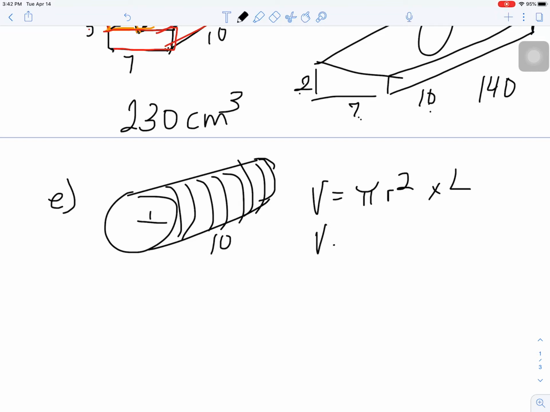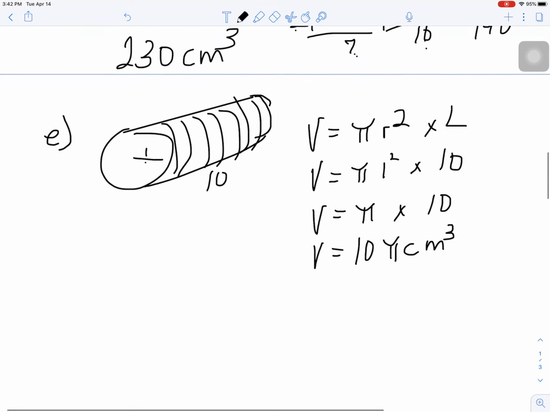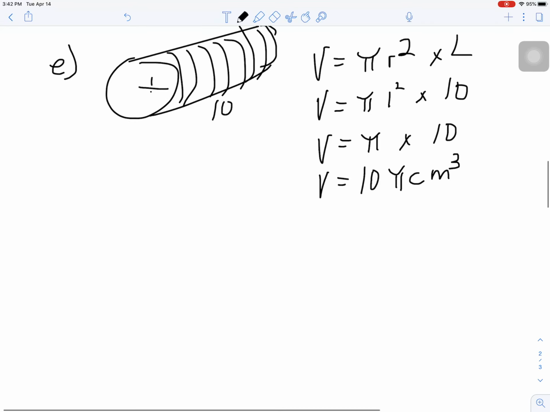It said leave pi as pi. So we're going to do that. Volume equals pi. The radius is given to us, so that's 1 squared times our length, which is 10. Again, volume equals pi times 10. So volume equals 10 pi, and then that is centimeters cubed. Hopefully that's making more sense as we go along.